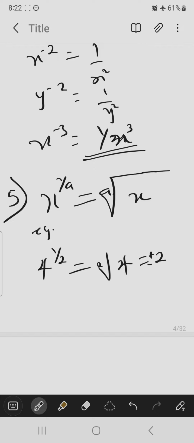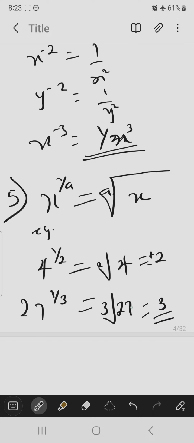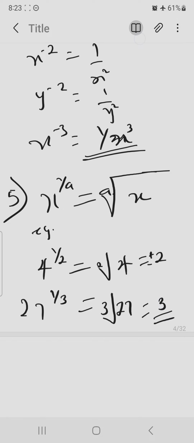Or you have, let's say, I don't want to use 9. Let me use 27 raised to power 1 over 3. This one will be the cube root of 27, so this one will be 3. And I hope you understand the meaning of this cube root.